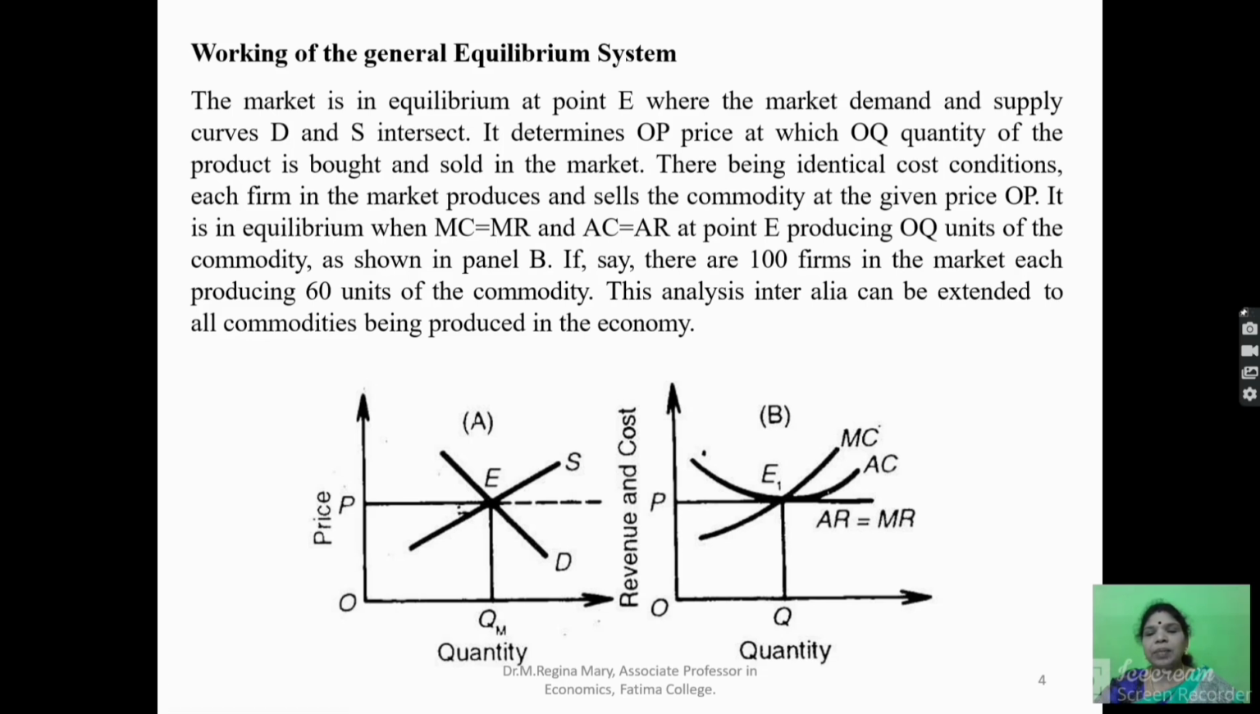Picture B represents the firm's equilibrium. MC cuts MR. Equilibrium is achieved at point E1. The firm produces OQ amount of commodity and sells at OP price level. All the firms are enjoying identical cost conditions. This diagram represents the single firm's equilibrium position. All the firms are producing the same OQ amount of commodity at OP price level.